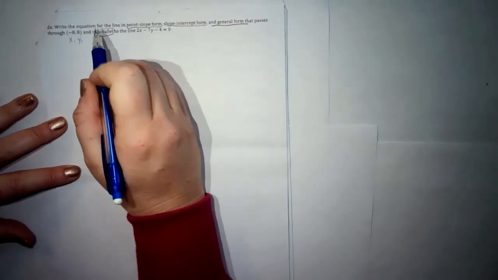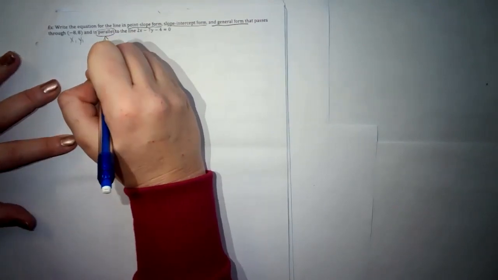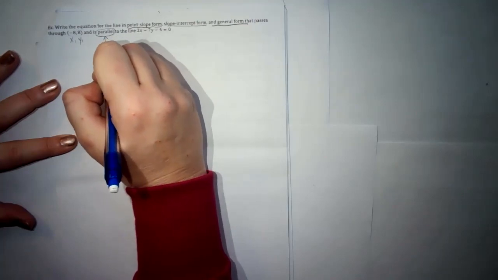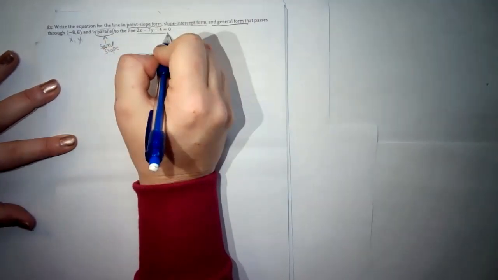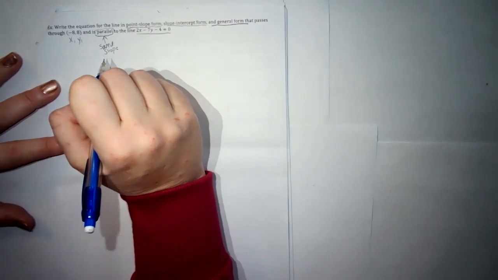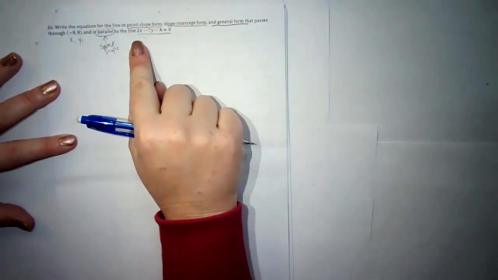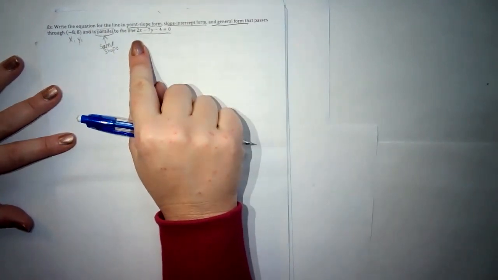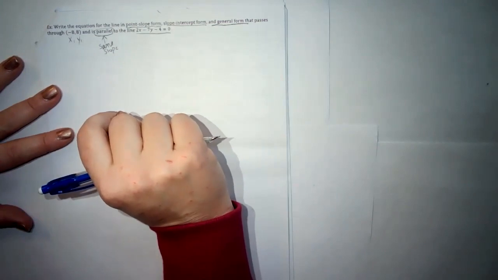Then it tells me I want to be parallel. So that means same slope as this line. Okay, so can I just say, oh, the coefficient of x is 2, my slope's going to be 2 and jump right in? No, I got to put him into slope intercept form first, right? I have to solve for y.